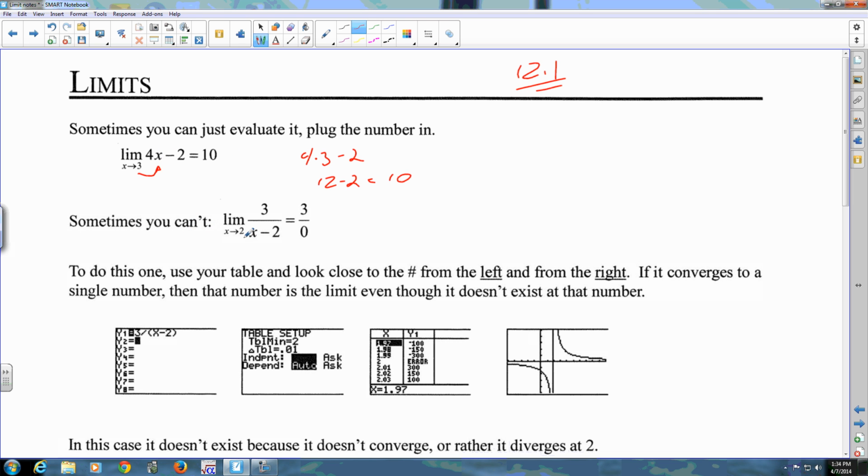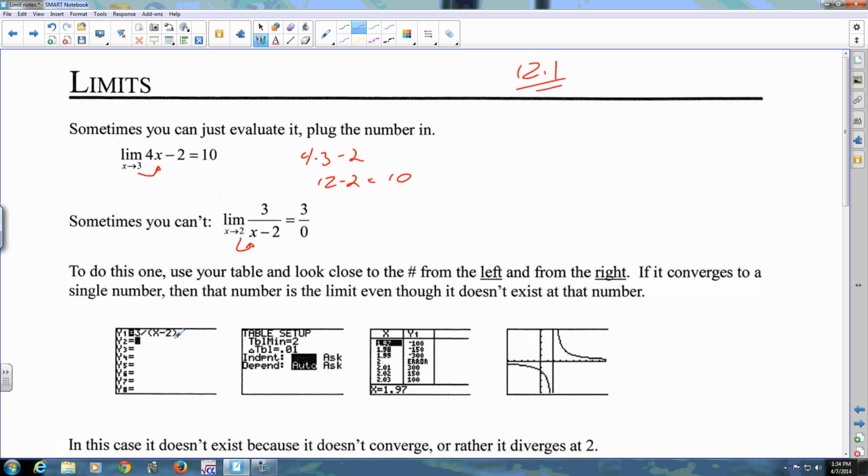Sometimes you can't. If I asked you to take the limit of this function as x goes to 2, by filling in the 2, you guys can see you get 3 over 0. So this doesn't tell you any information. It's not good enough. So you have to look at your table to see if it's going to help you decide what to do.